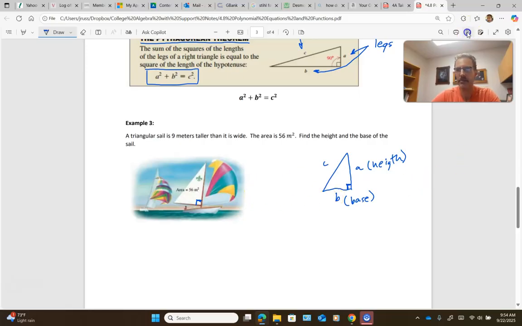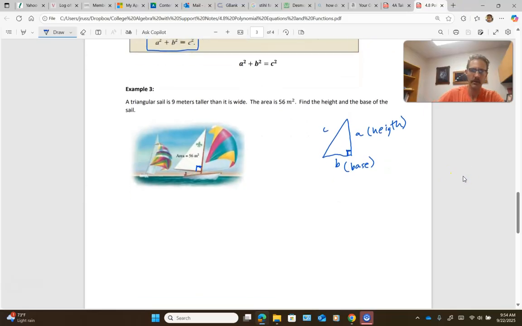Alright, now how's that going to help us? Well, we can set up an equation. We can say, well, let's go ahead and say B is equal to the base, or the width, okay. And then we can express the height, or the length of this side A, in terms of B, because it says that the cell is 9 meters taller than it is wide. Okay, so if it's B meters wide, then B plus 9 would represent the height. Okay. And B plus 9, actually, I'm not going to call that side A anymore. I'm going to replace it with B plus 9. Okay.